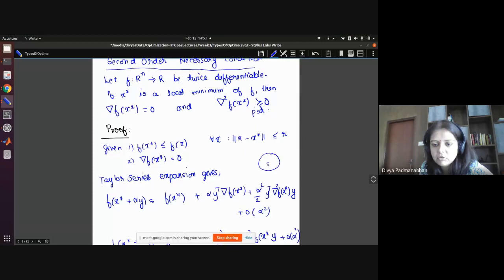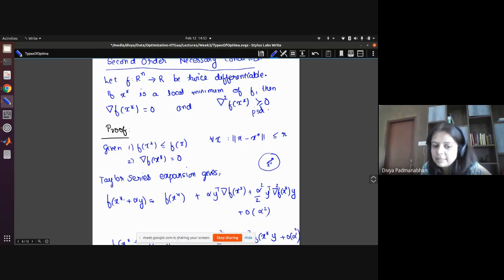So around x star, if you see some other point you take, you approximate it with the second order expansion, and it should be such that the function value at this point is going to be greater than x star. So that's the idea, that's what we will use.